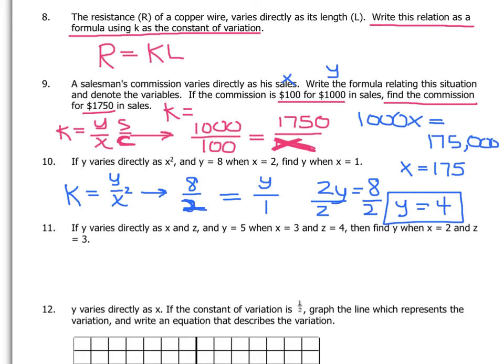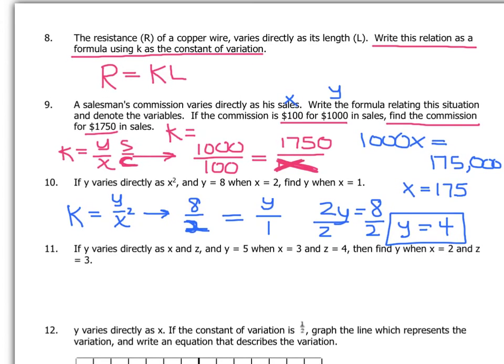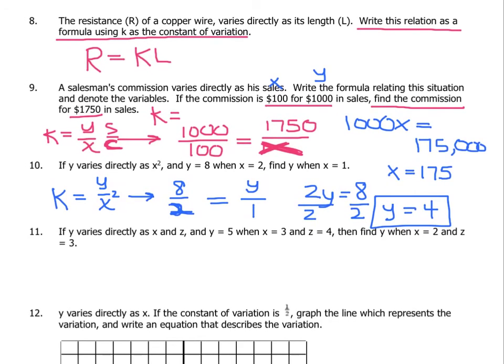All right, so it says y varies directly as x. So we have y is equal to k, or not, sorry. I do not like that I can't erase. So here we go. All right, so I'm going to mark that out. The constant is y over x.